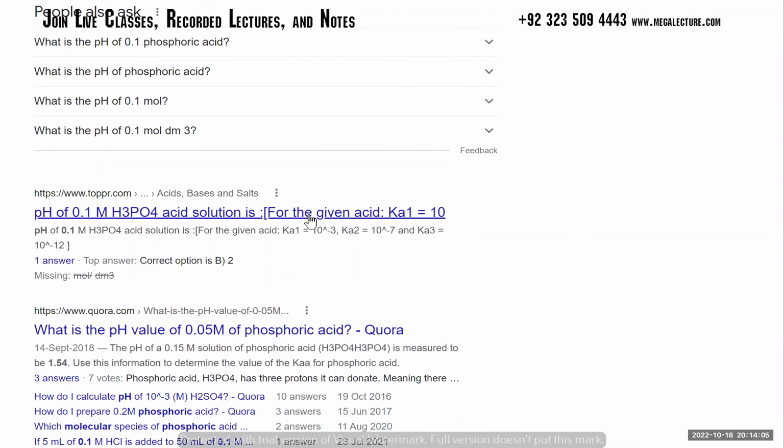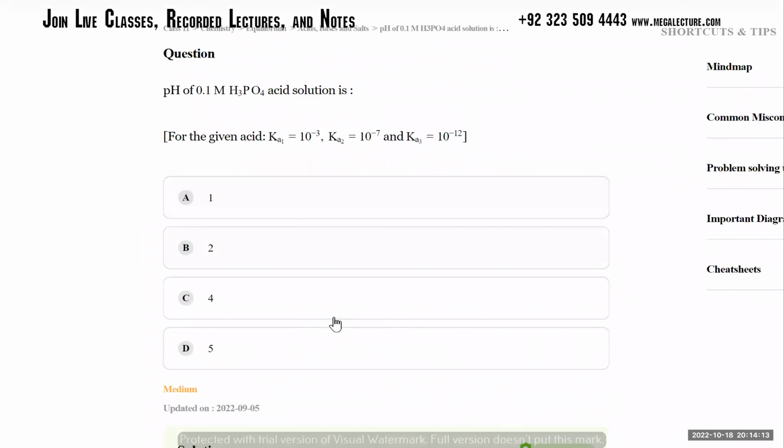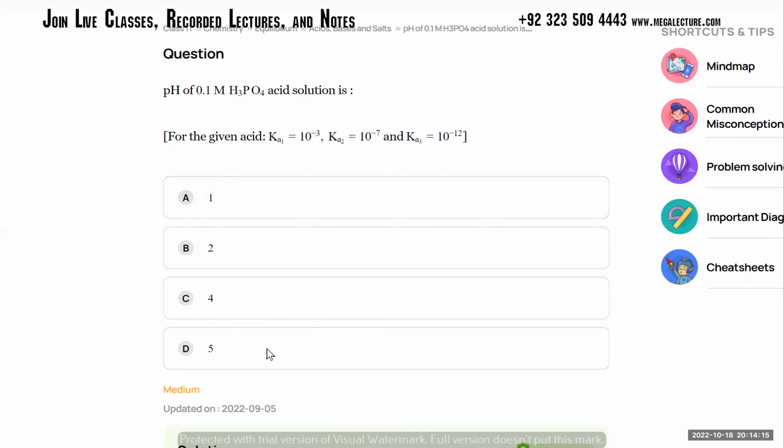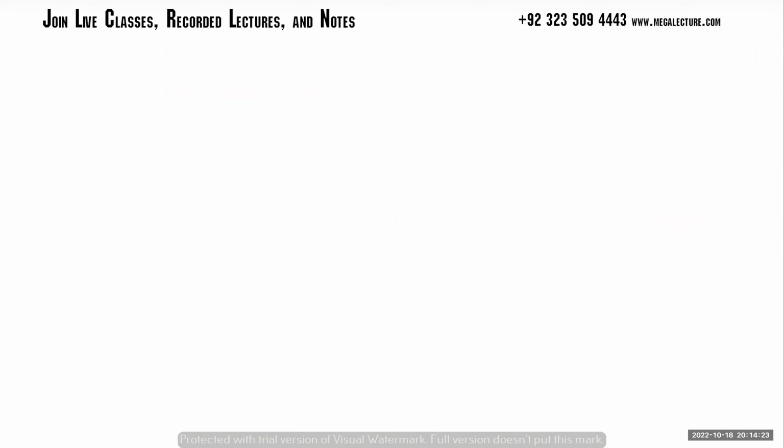K is 10, so that's a correct option. The other one, B, pH is 2. Anyways, you have no idea right now how to calculate the pH. So it is 2. I guess 2 is fine.